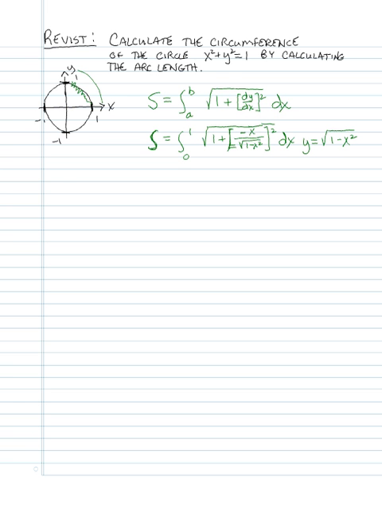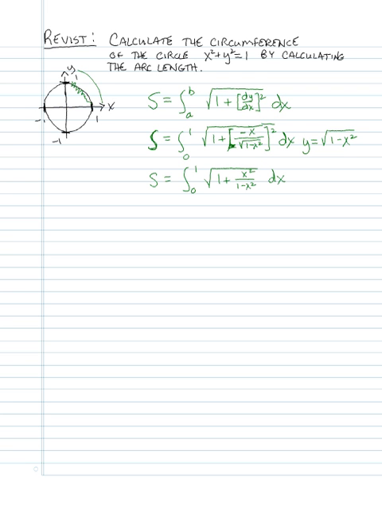Okay. So in here, I've got the derivative of y with respect to x. And, okay, now, of course, when we square that, so in our next step, we'll have the arc length as the integral from 0 to 1 of the square root of 1 plus x squared over 1 minus x squared. And we square that derivative.